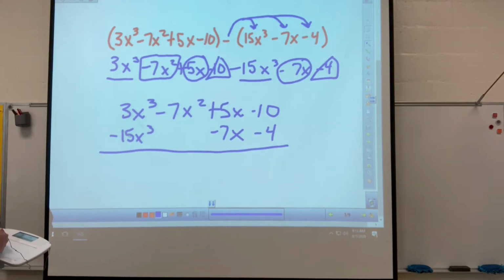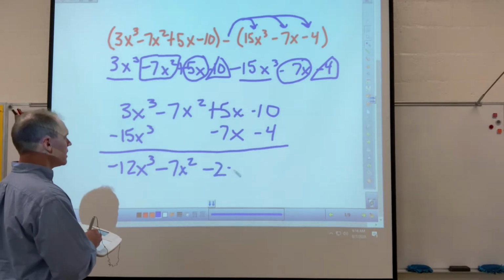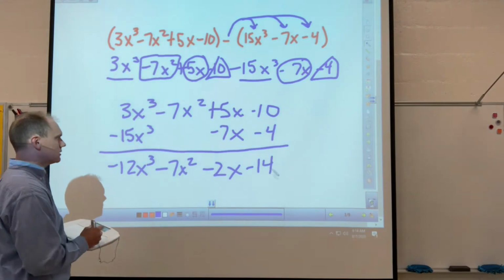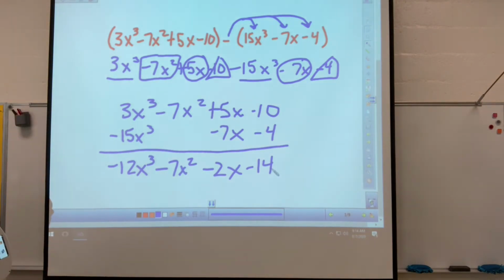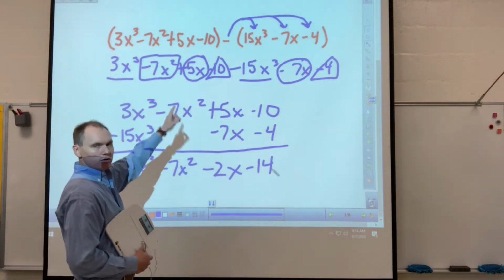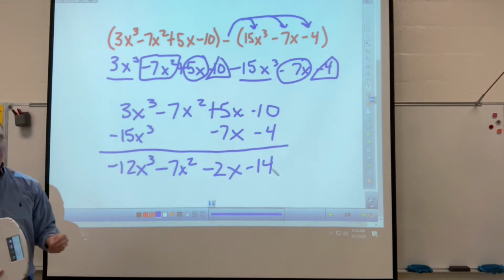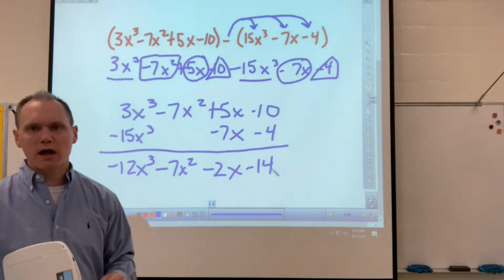So 3x cubed minus 15x cubed is going to be negative 12x cubed. Negative 7x squared did not have anything to go with, so it's still going to be negative 7x squared. Negative 2x and negative 14. All right, so again, a couple of different ways to do it, but be very, very careful with subtraction.